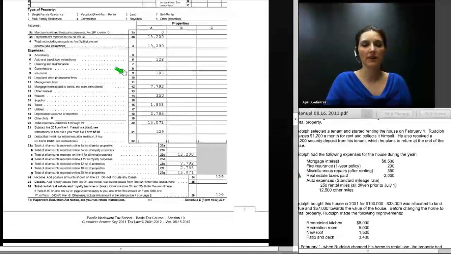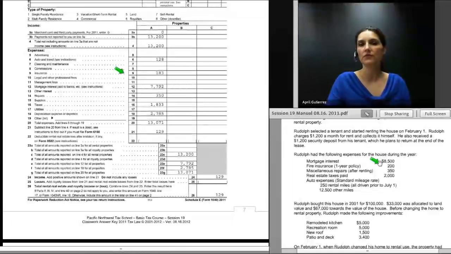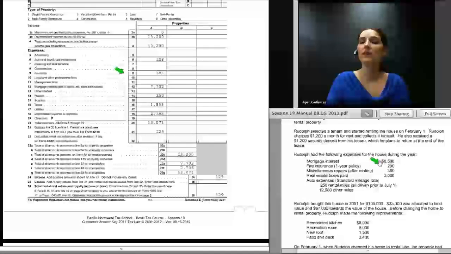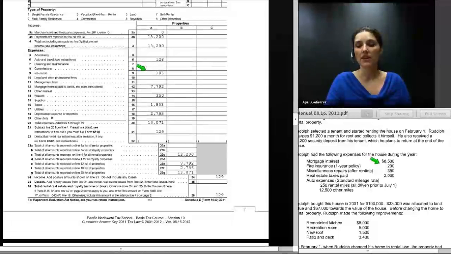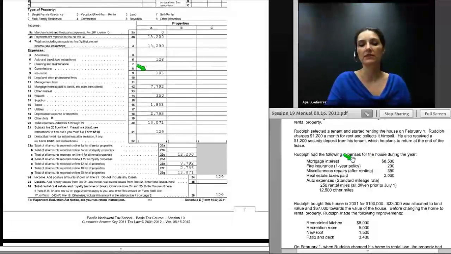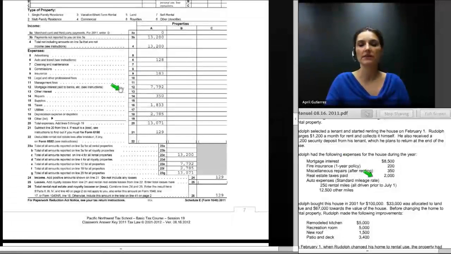Then on line 9, we enter insurance. And of course, although insurance was for a full year at $200, Rudolph only rented the house for 11 months. So he's going to be allowed 11/12 of $200, and that is $183. He will also be allowed 11/12 of the mortgage interest and 11/12 of the real estate tax. 11/12 of 8,500 is 7,792. And 11/12 of 2,000 is 1,833.